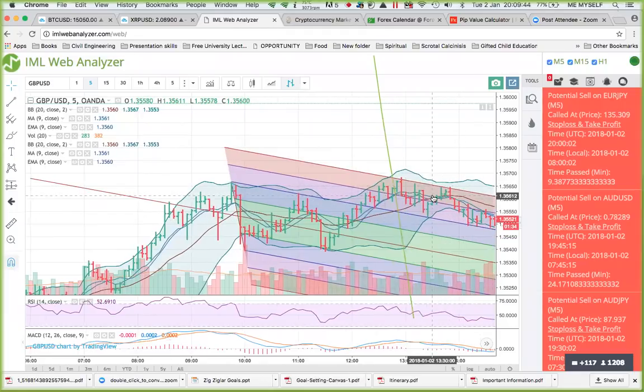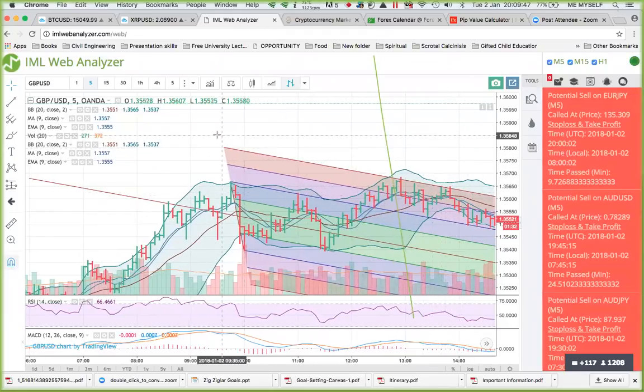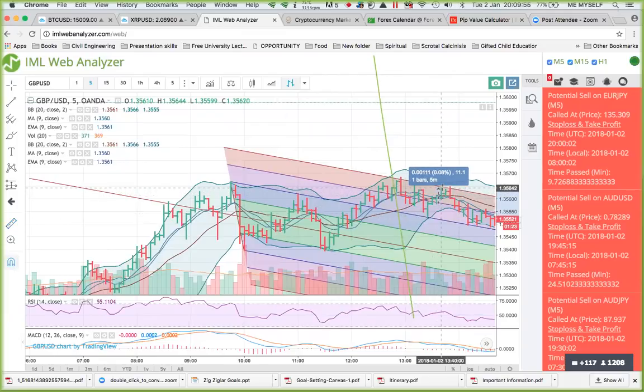Remember, we only go in for a small amount of pips. So it's like five pips or so. So if I measure, how many pips is that from there to there? That's 10 pips. So all we're just going for is 5 pips. 5 pips stop loss, 5 pip take profit. 1-to-1. So if you lose one trade, you just need one trade to make up for it.